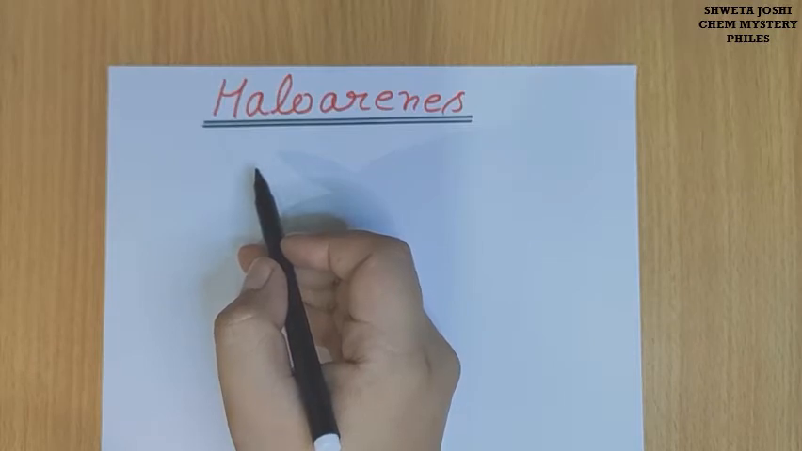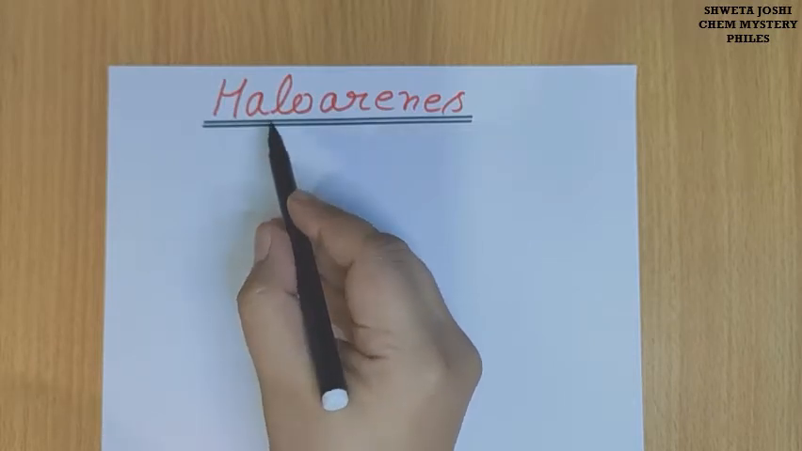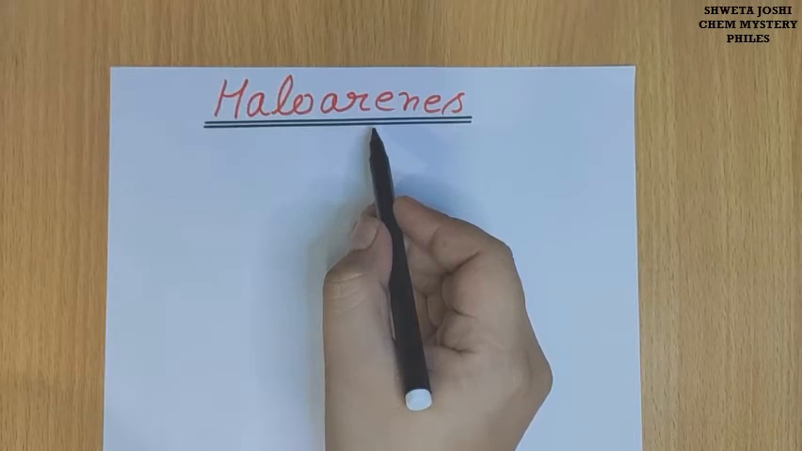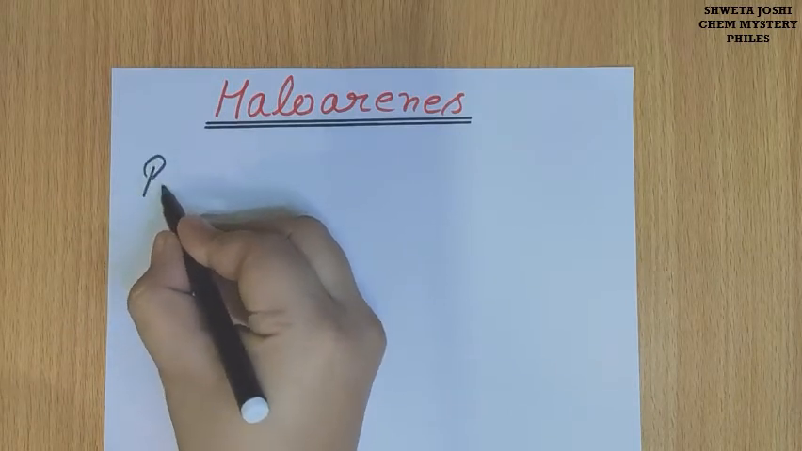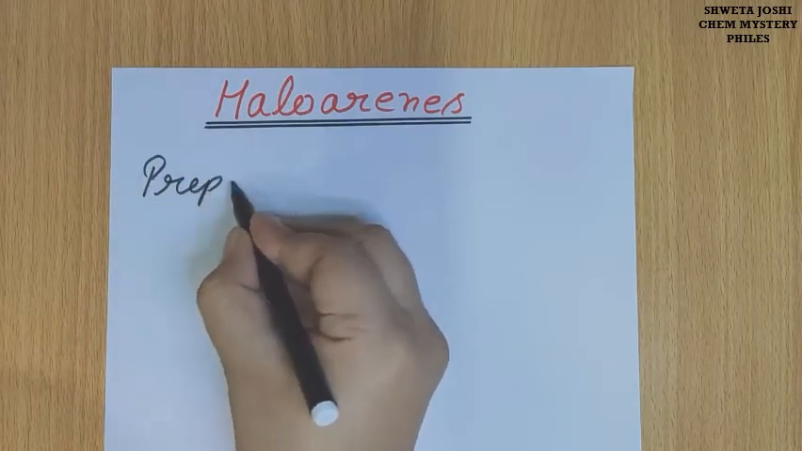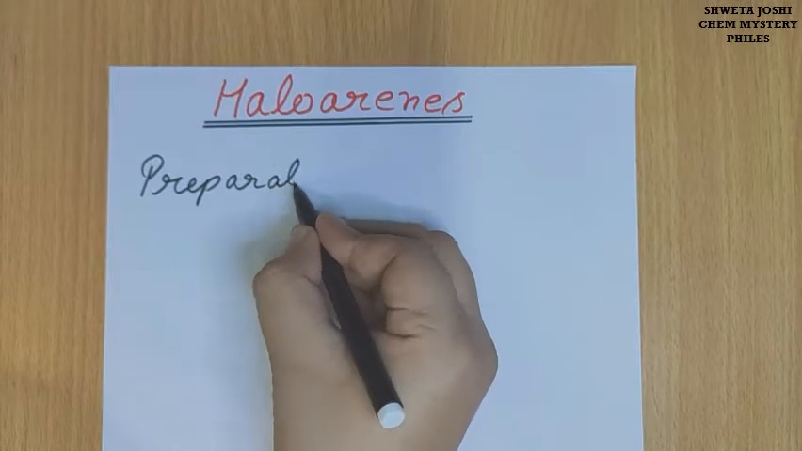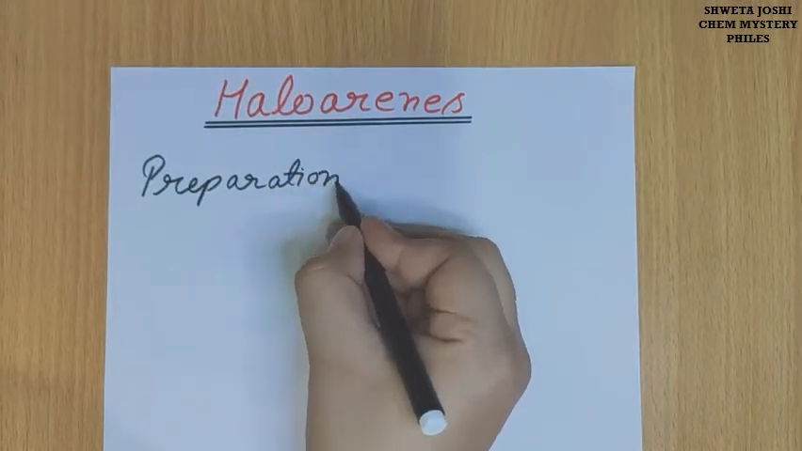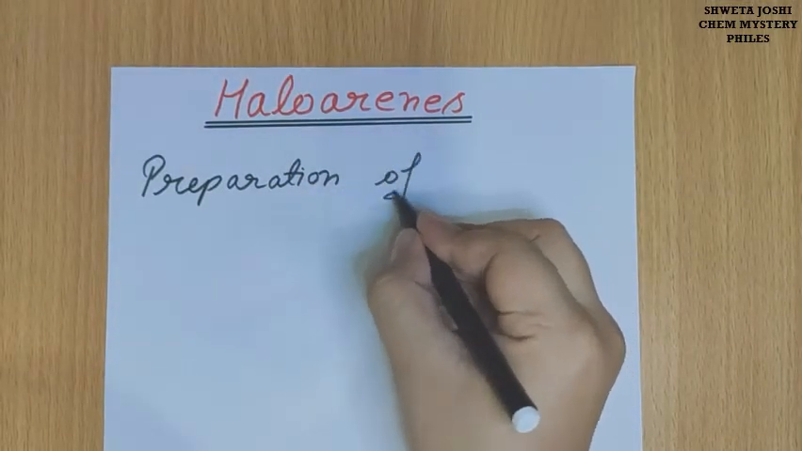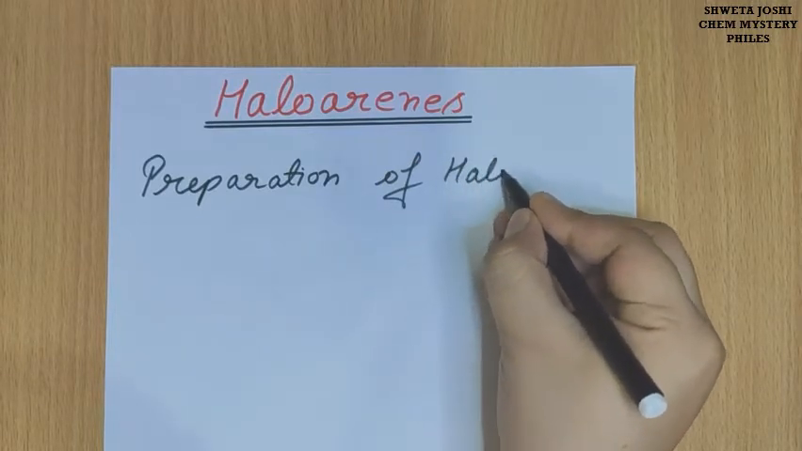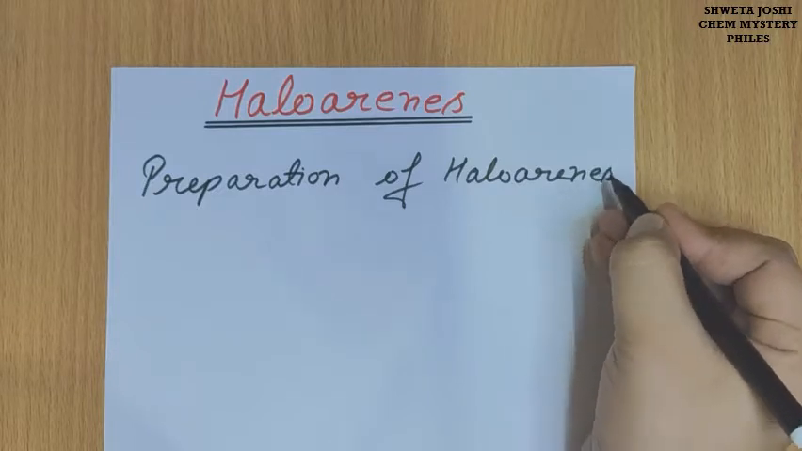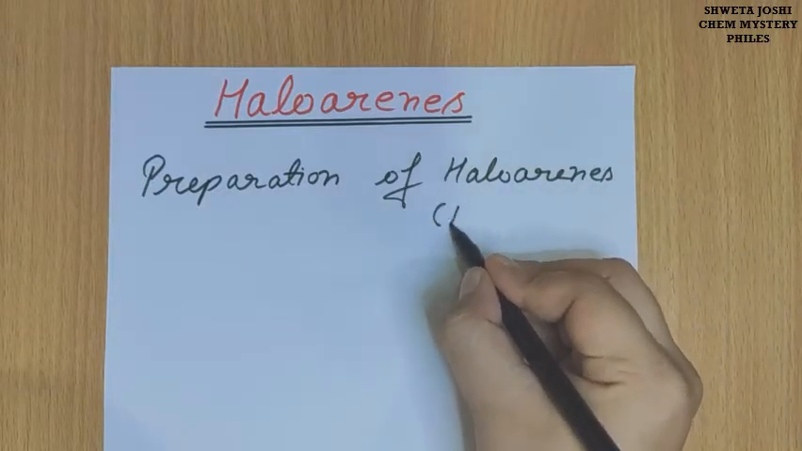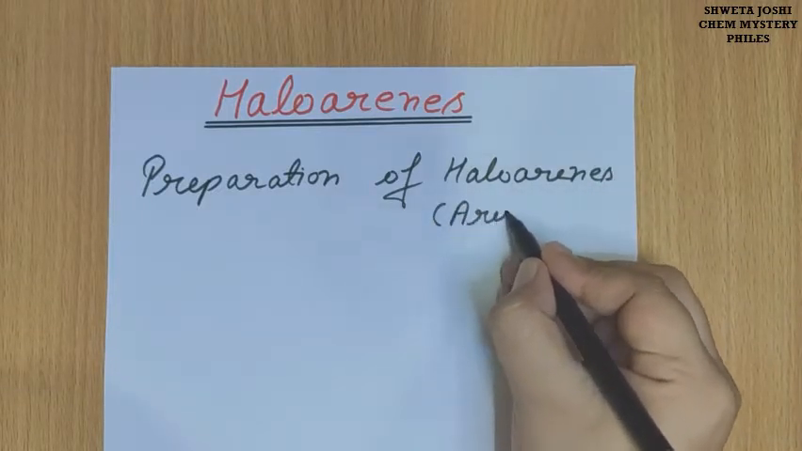Hello students, this is part B of our chapter Haloarenes, and in this part we are going to cover preparation of haloarenes, which are commonly known as aryl halides.